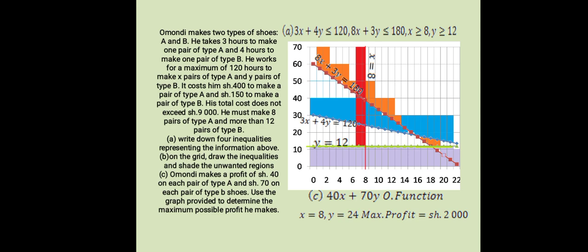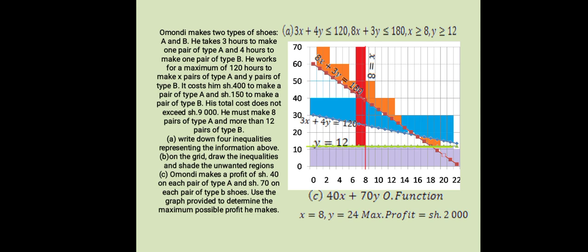Omondi makes 2 types of shoes, A and B. He takes 3 hours to make 1 pair of type A and 4 hours to make 1 pair of type B. He works for a maximum of 120 hours to make X pairs of type A and Y pairs of type B. It costs him 400 shillings to make a pair of type A and 150 shillings to make a pair of type B. His total cost does not exceed 9,000 shillings. He must make 8 pairs of type A and more than 12 pairs of type B.